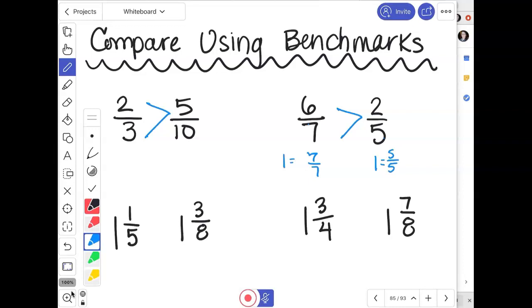Now I can also use benchmarks that are greater than 1, like 1.5 or 2.5, so on and so forth. When my whole numbers are exactly the same, I can kind of just ignore them, right? 1/5 is less than 3/8 because it's closer to 0. So 1 1/5 would be less than 1 3/8.